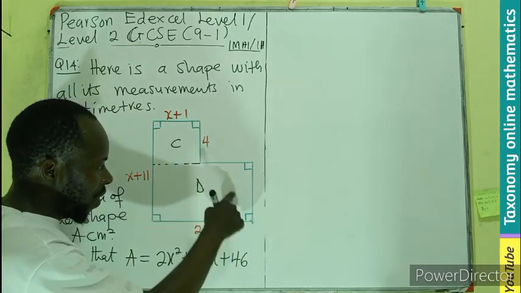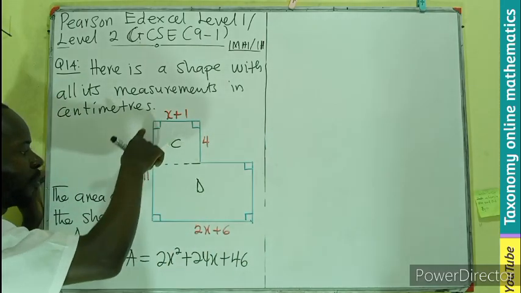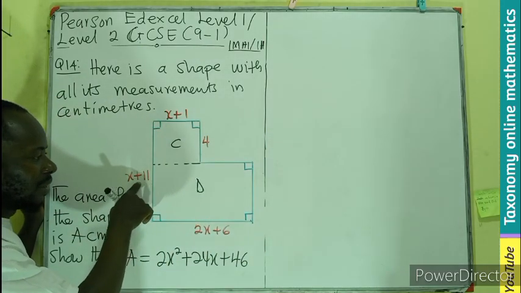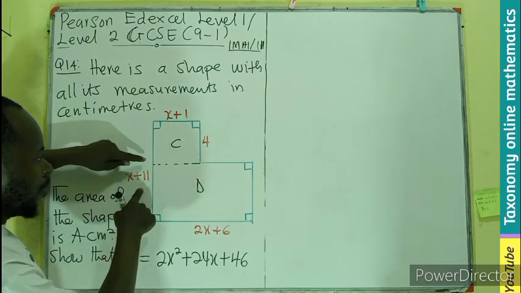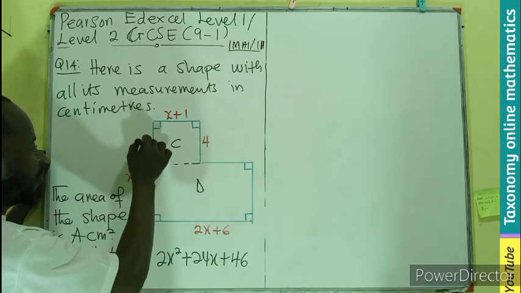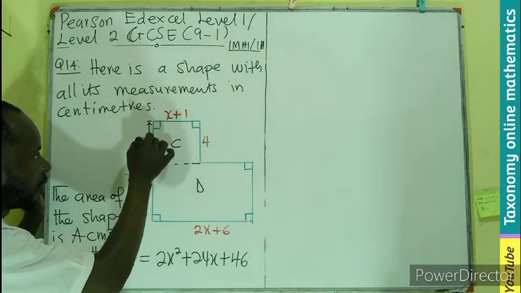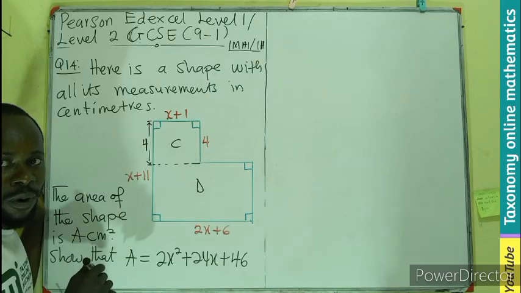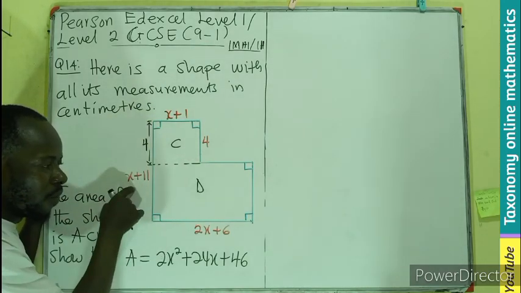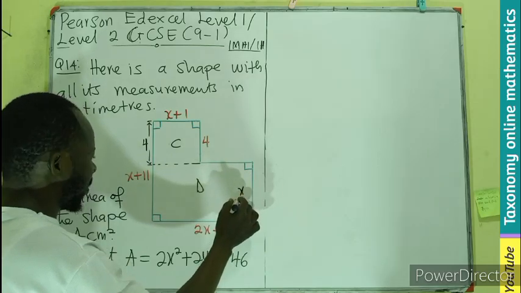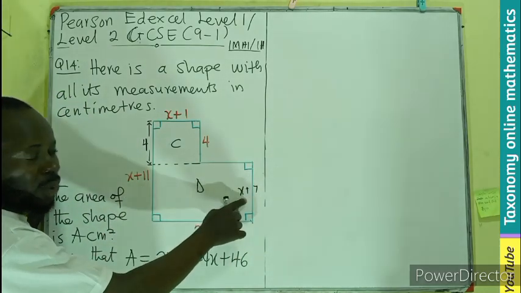I know the length of D, but I don't know the breadth, because from the top to here is the x plus 11. So part of it is taken. This part is taken as 4, meaning the remaining part is going to be the whole of the part minus 4, and that will be x plus 7. If you take away 4 from here, you will get this.